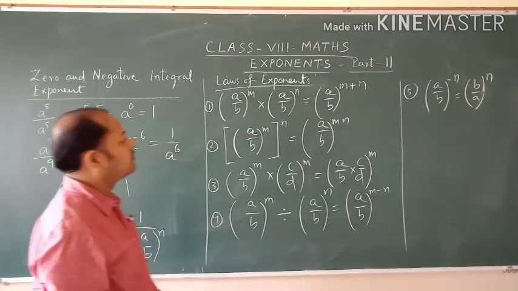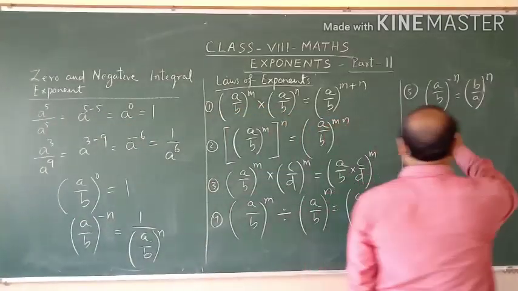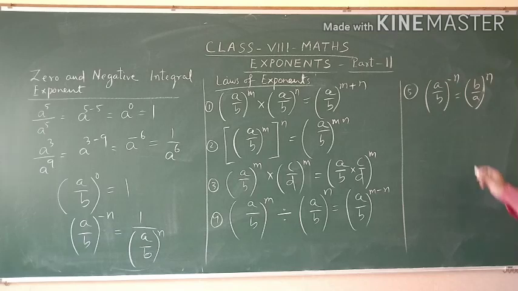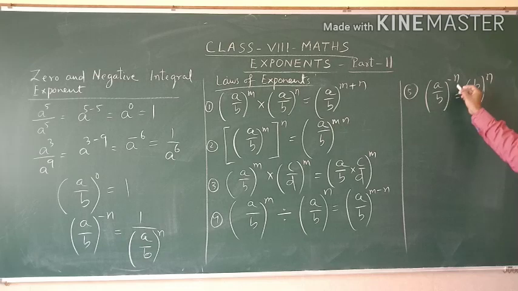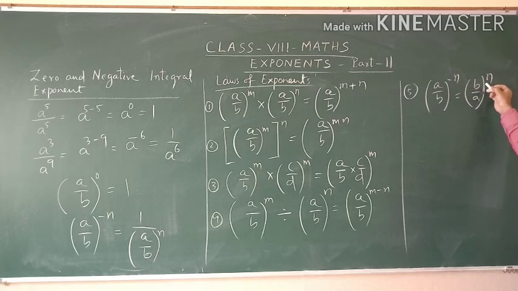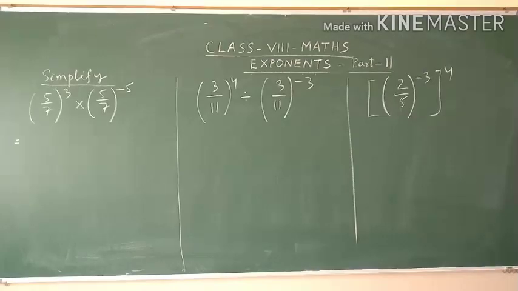So this is the fourth law of exponent. Now come to the fifth law of exponent. a upon b is a fraction. If the base is a upon b and the power is in negative form, you can write it like this: make it reciprocal. Reciprocal means the numerator becomes the denominator and the denominator becomes the numerator. So here the power will be plus. If you want to make the power plus, then make it reciprocal and the power will be plus. Okay.